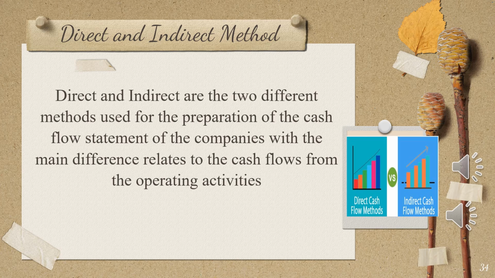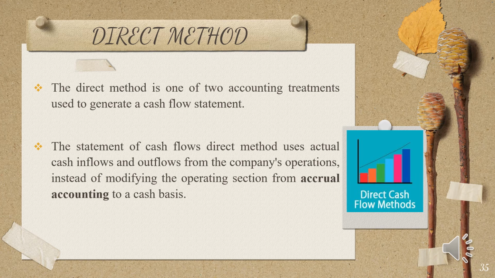Direct and indirect are two different methods used for the preparation of the cash flow statement of companies, with the main difference relating to the cash flows from operating activities. In the direct cash flow method, changes in the cash receipts and the cash payments are reported in the cash flows from operating activities section. Whereas in the indirect cash flow method, changes in assets and liabilities accounts are adjusted in the net income to arrive at cash flows from operating activities. To better understand the two methods, let's elaborate on each one of them.